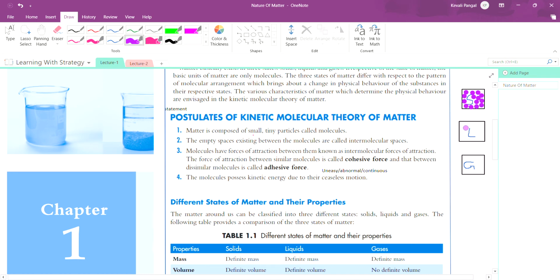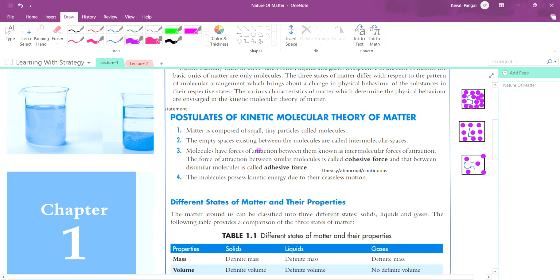Whereas in liquids, molecules are packed more loosely than in solids, like this. And in gases, they are very loosely packed. Like this. They may be less in quantity, but they are loosely packed. So, these are the molecules which combine together in different patterns to make matter.